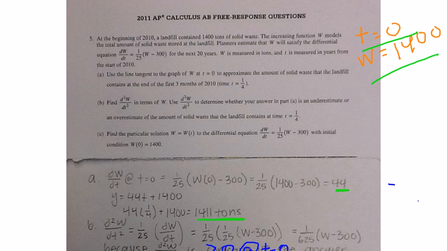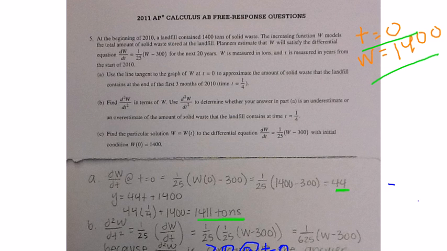The second derivative is you just look at the derivative that they give you and take the derivative of that. And so you get 1/25 times the derivative of W minus 300, which is just W prime minus 0, because the derivative of 300 is 0. And so you get 1/25 times the derivative. And since we already know dW/dt, we just plug that in, and we get 1/625 (W minus 300) as the second derivative. Now we attack the second part.